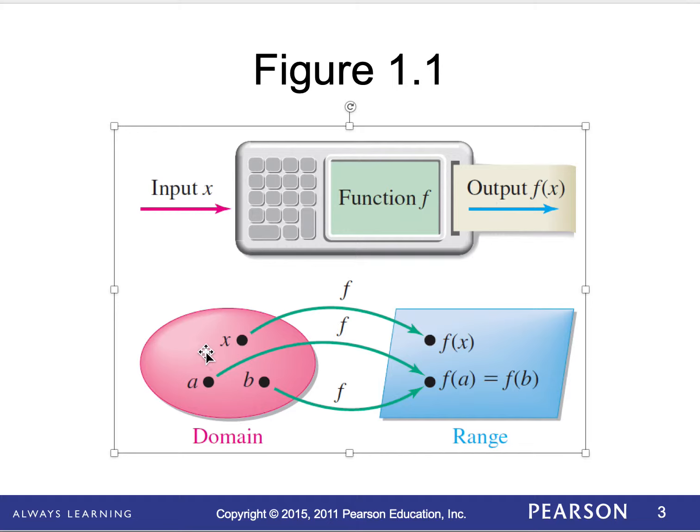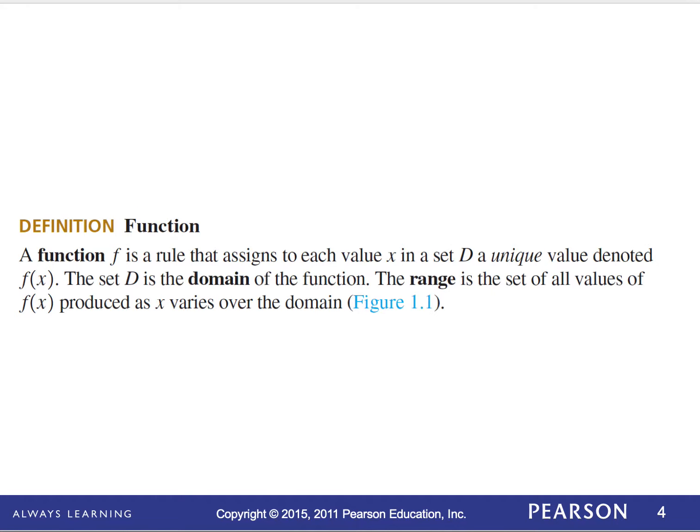So there's this nice input-output relationship. The domain are the values that we input into the function, and the range is the values that become the output of the function. Now, to be a function, we need to have a unique value in the range for the domain values. We can't have them going to the same value. So a function is a rule that assigns to each value x in a set a unique value for f of x, meaning y value.